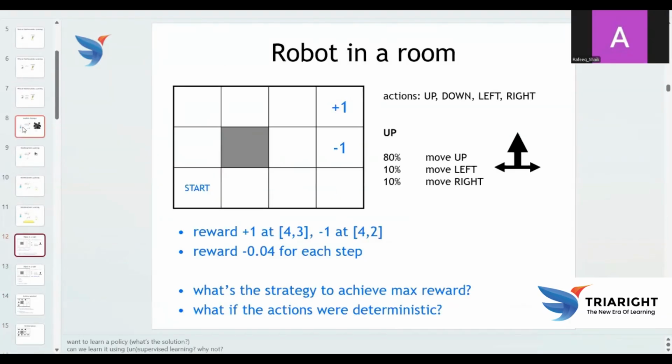Let us take a little example in a robotic way. Suppose we have a robot in a room. The actions we consider are up, down, left, and right. For example, 80% of the time it moves up and 10% of the time it moves left.